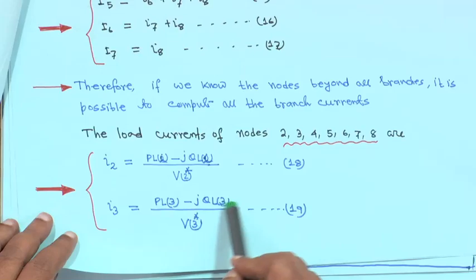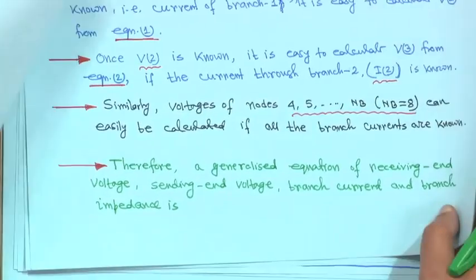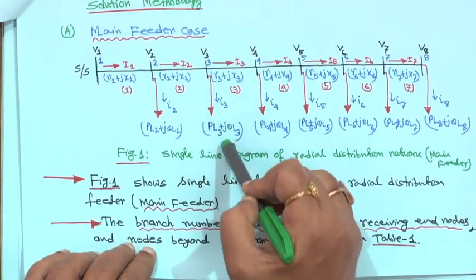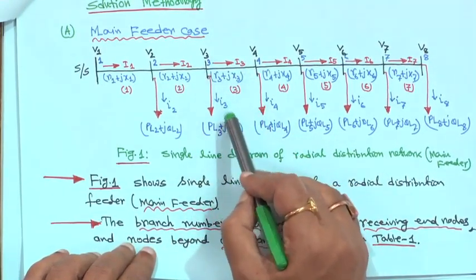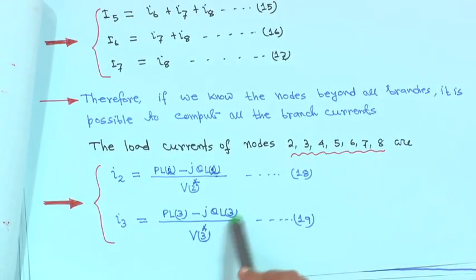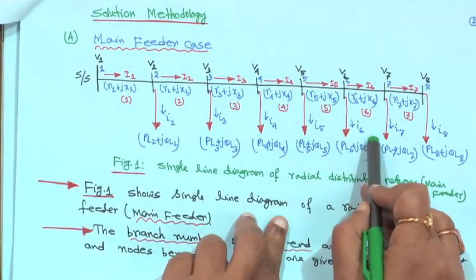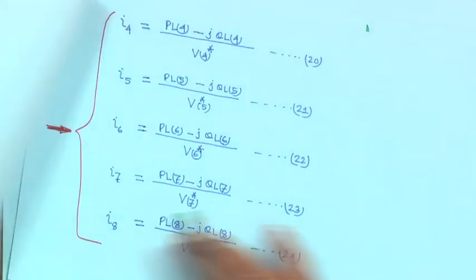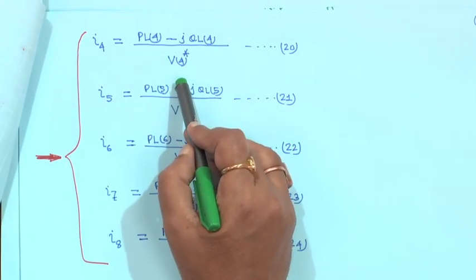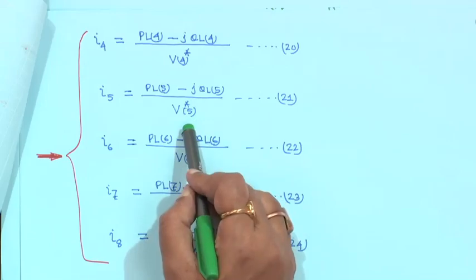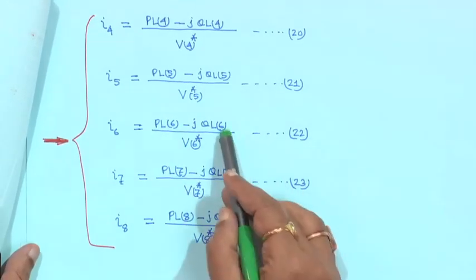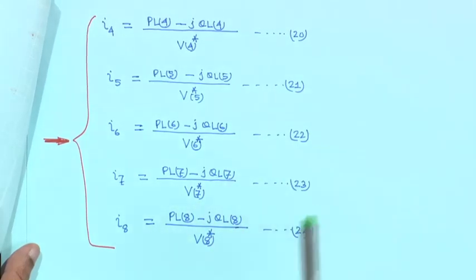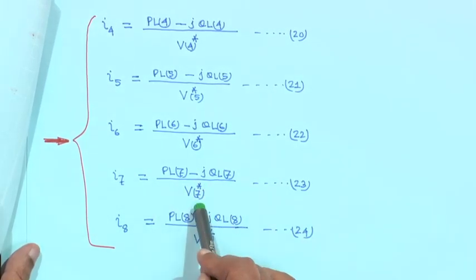So, I3 is equal to PL3 minus JQL3 upon V3 conjugate. That means here this load is connected to node 3, V3 is the voltage and I3 is the current. Therefore, I3 is equal to PL3 minus JQL3 upon V3 conjugate. This is equation 19. Similarly, all of I4, I5, I6, I7, I8 you can compute. That means I4 is equal to PL4 minus JQL4 upon V4 conjugate, I5 is equal to PL5 minus JQL5 upon V5 conjugate, I6 is equal to PL6 minus JQL6 upon V6 conjugate, and all equation numbers are given. I7 is equal to PL7 minus JQL7 upon V7 conjugate, and I8 is equal to PL8 minus JQL8 upon V8 conjugate.